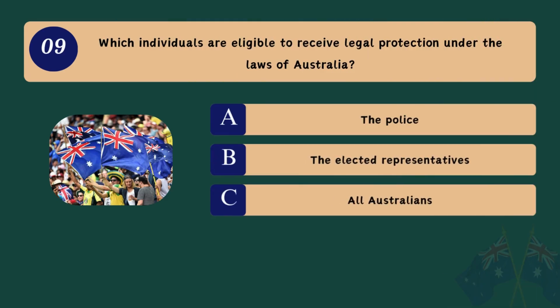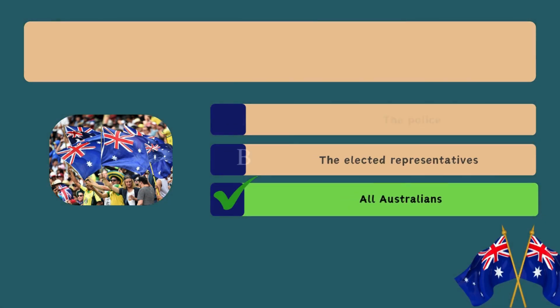Question 9. Which individuals are eligible to receive legal protection under the laws of Australia? A. The police, B. The elected representatives, C. All Australians. Correct answer C. All Australians.